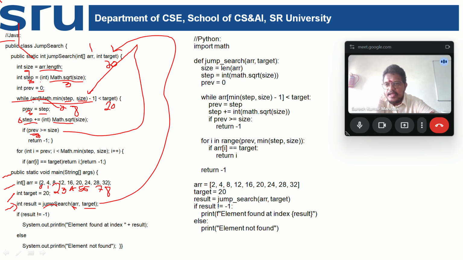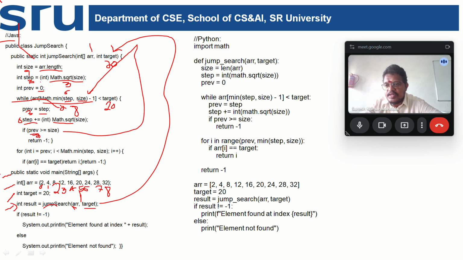In the while loop, again Math minimum. What is the step we are having? Step already incremented, the step we are having is 6. Size is 9. Which one is the minimum? 6 is the minimum. Minimum of 6, it will be 6 minus 1, 5. Array of 5, what is the value? Array of 5 we are having 20. 20 is less than 20, condition is false. If we are having 20 less than or equal to 20, condition is true. But 20 less than 20, condition is false.